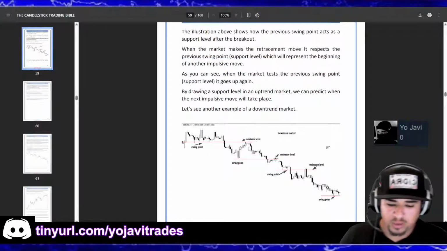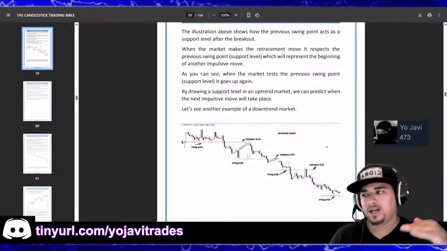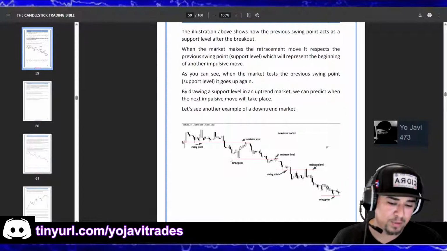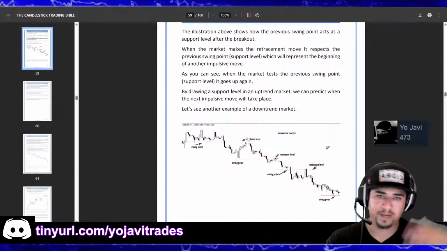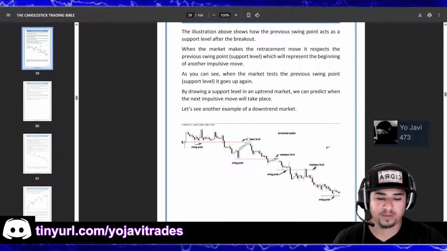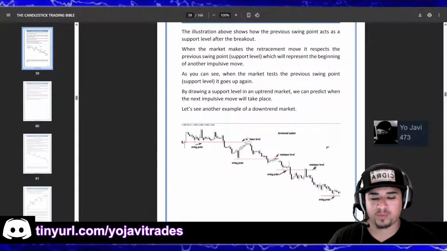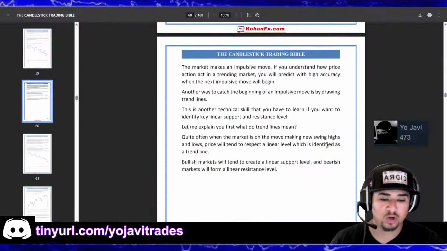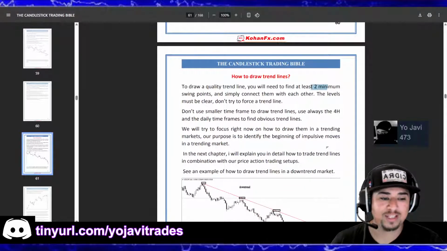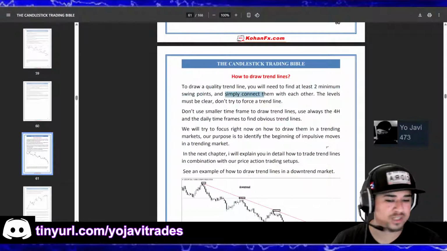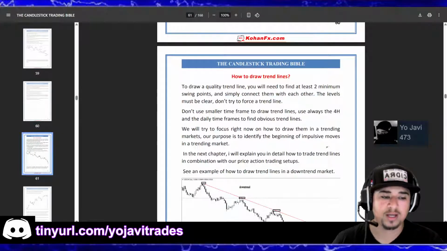Okay, so yes, you have the swing point. It pulls back at the swing point. It pulls back, then it hits resistance or support, depending on if you're looking at a downtrend or an uptrend. So that swing point is where the market pulls back. So what does it say? It says you're gonna look for at least 2 swing points and just simply connect them with each other. The levels must be clear. Don't try to force a trend line.